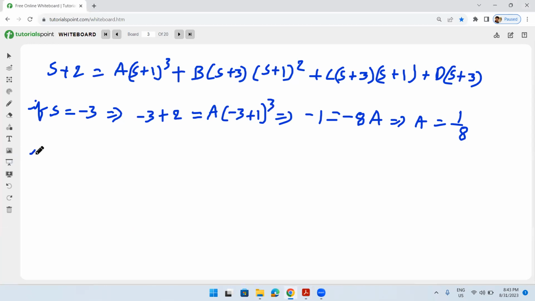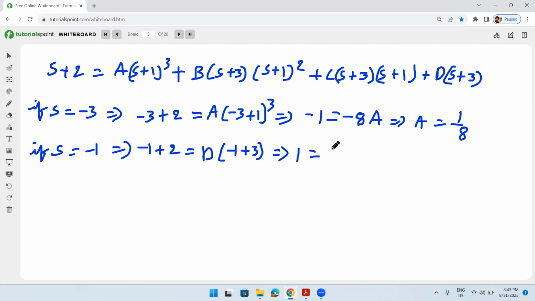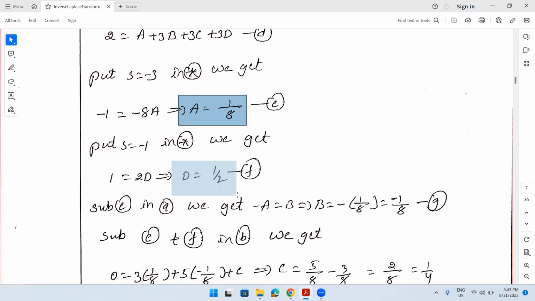Next, if s is equal to minus 1, then minus 1 plus 2 is equal to, the coefficients of A, B, C become zeros. We get only the D term, that is D into (minus 1 plus 3). So minus 1 plus 2 is 1, equal to D into 3 minus 1, which is 2D. That is, D value is 1 by 2. You can see here the D value is 1 by 2.